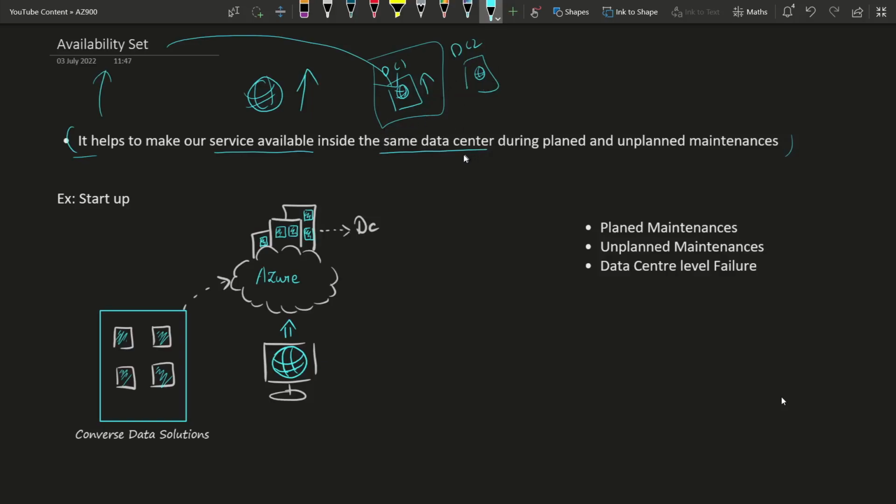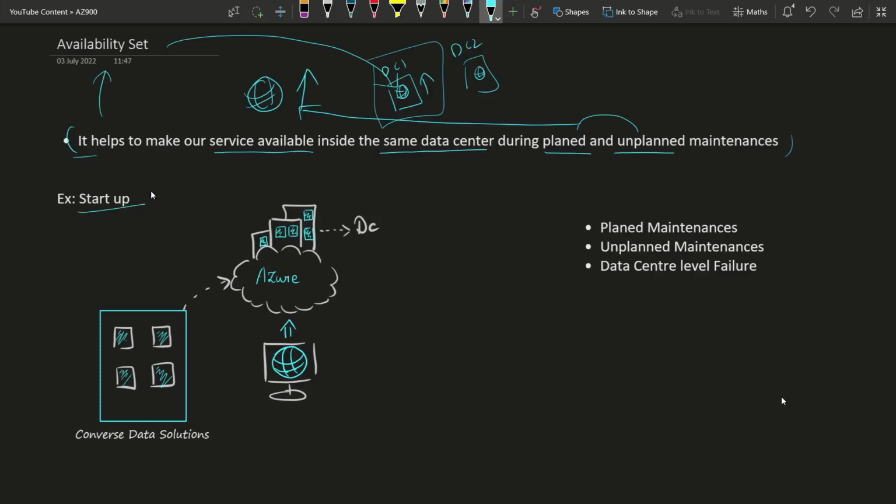That is one of the things we have to understand. And another one is the two problems: one is planned and another one is unplanned maintenance. Whenever these two problems occur, availability set helps us to make our service available. So this is the concept of availability set. If you are still confused about what availability set is, don't worry, we will see it with an example.